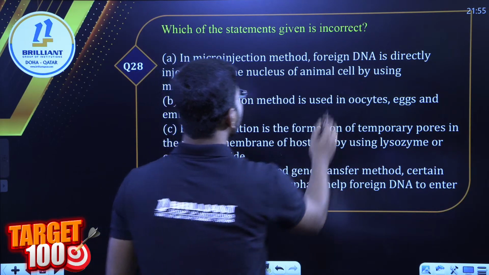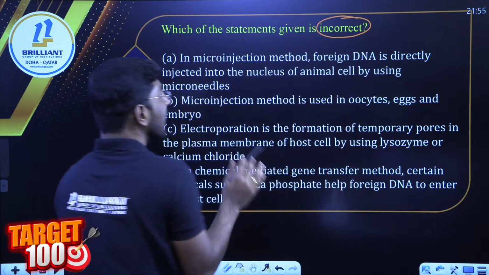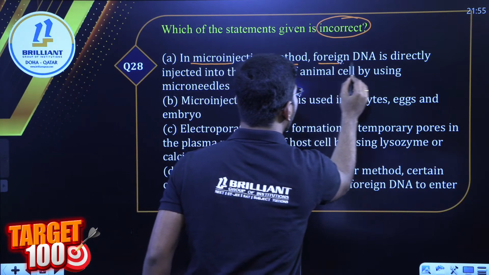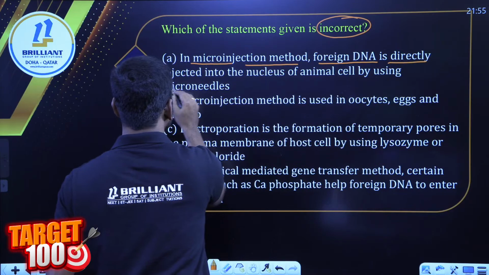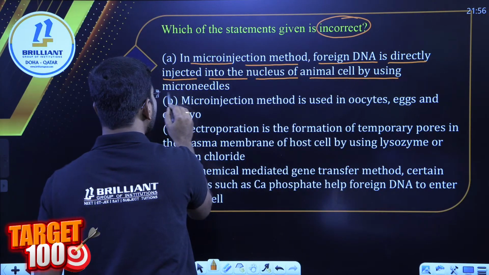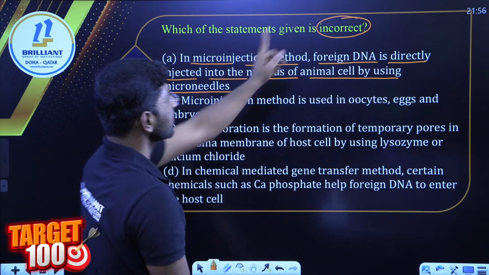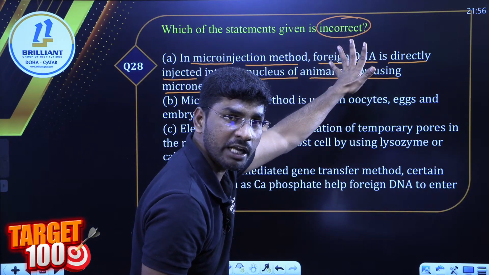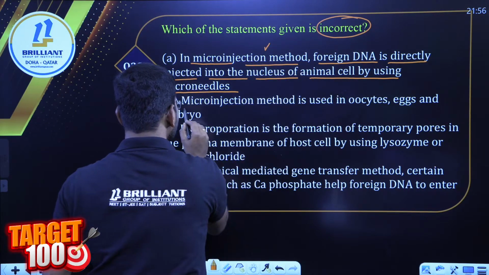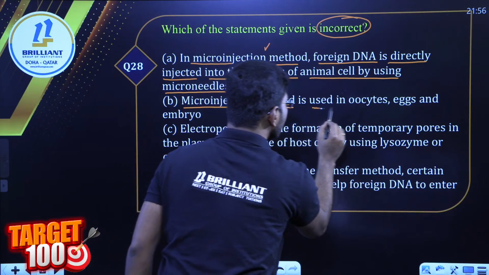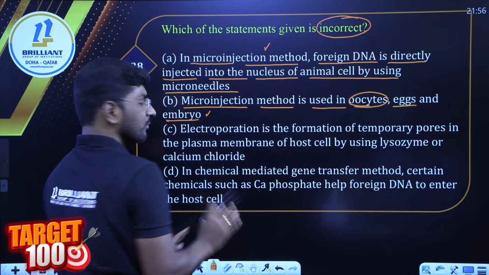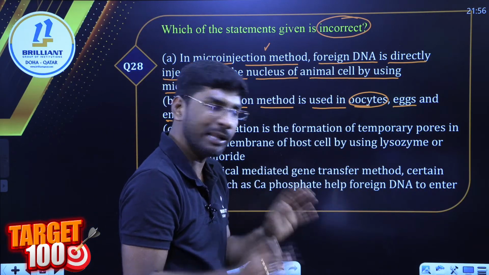Next question. Which of the statements given is incorrect? In the micro-injection method, foreign DNA is directly injected into the nucleus of an animal cell using a microneedle. They are asking for the incorrect statement. Statement 1 is correct. Micro-injection method is used in oocyte, egg and embryo. Gene transfer directly into the animal cell.